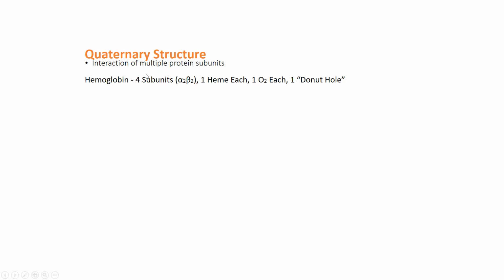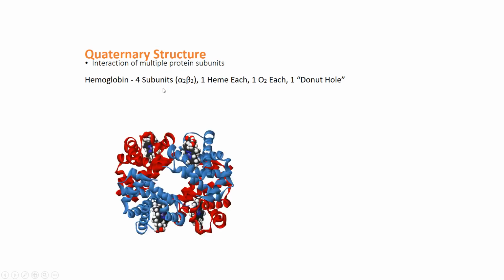So that shows you 4 subunits, 1 heme on each subunit, and each heme has 1 O2 in the donut hole where the heme is at. You see, that's the donut hole. The red ones are your alpha subunits, two red alpha subunits, two blue beta subunits. Each subunit has a heme, and each heme is binding an O2.